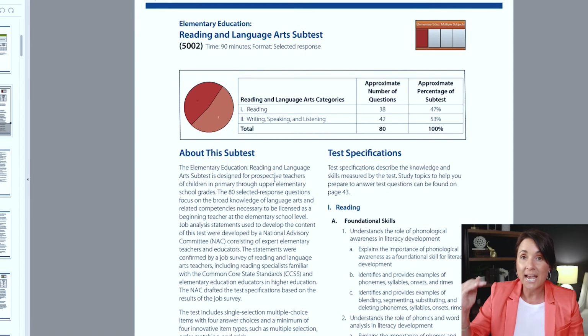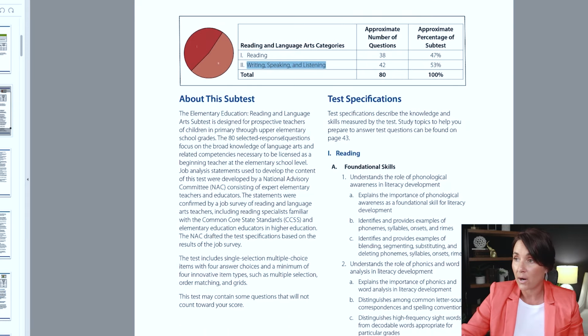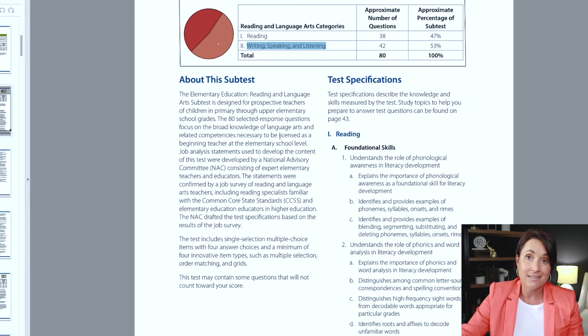Now, as we move down through the study companion, I like to showcase how in-depth this study companion is. So you can see this is for the reading and language arts section. This is subtest 5002. And you can see that it's broken down into 2 main content categories. We have reading, which is a huge part of the exam. And then together we have writing, speaking, and listening. Now, reading is going to be the biggest part of this exam because that is arguably the most important part.